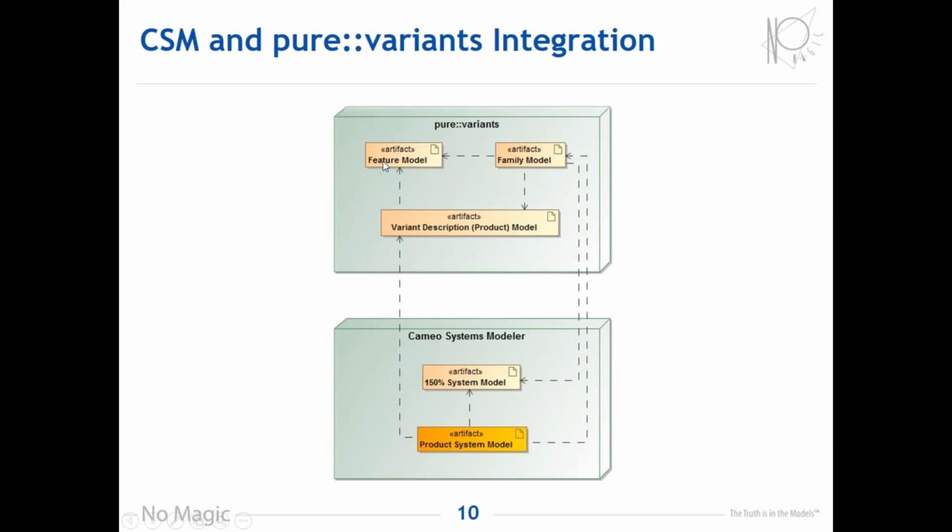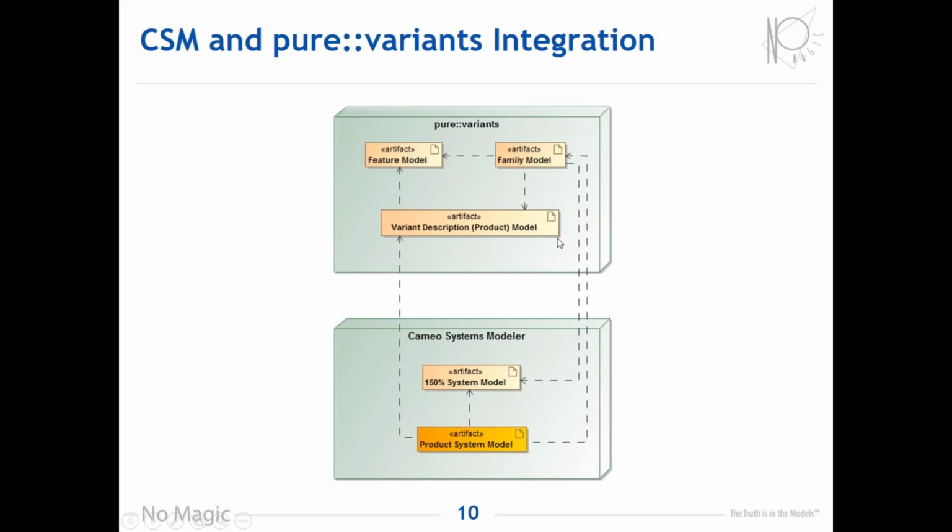So first we have a feature model describing our domain. This is where we define the commonalities and the variabilities of our domain. In our case, it will be a coffee machine. Once we have that, we can begin creating our actual products with those specific features described in the feature model. And then we switch to the Cameo Systems Modeler side, where we will have a system model for the entire product family. So I like to call it a 150% system model.